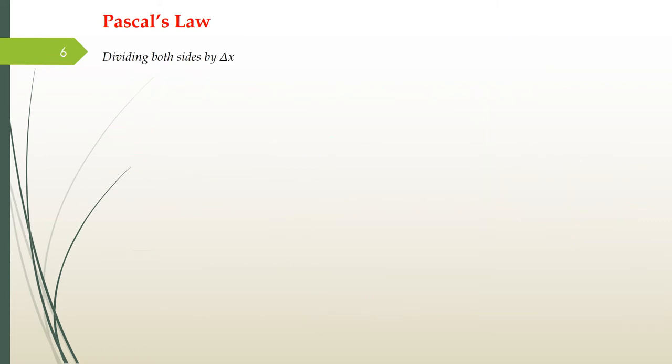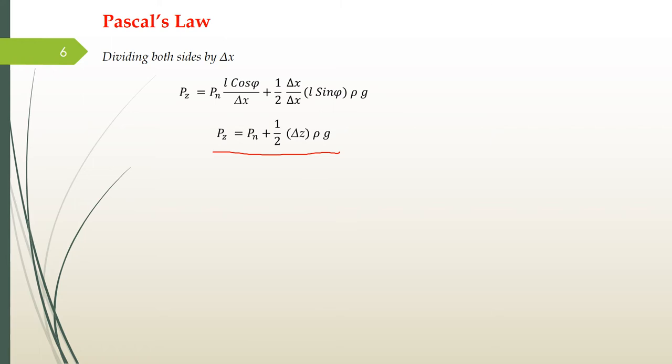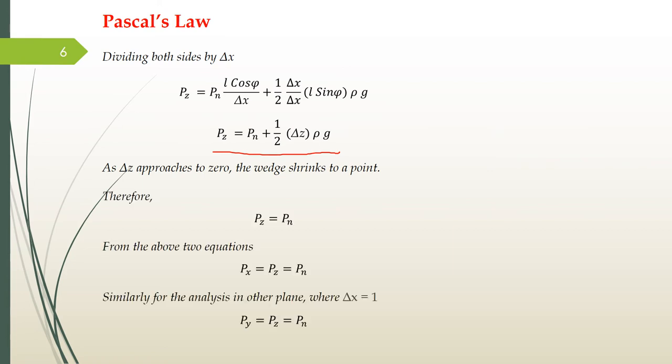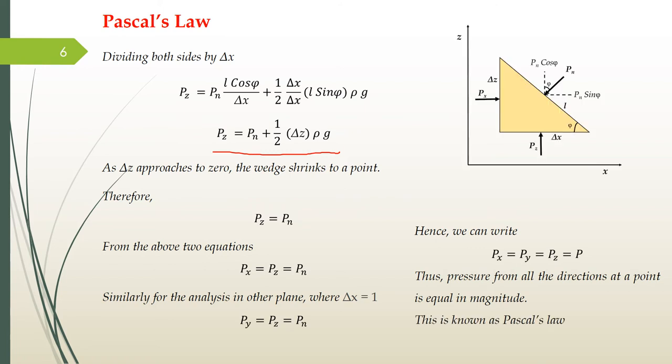So dividing both sides of the previous equation by delta x, we get pz is equal to pn l cos phi by delta x, and certainly it will be 1 by 2 delta x by delta x l sin phi rho into g, which can be further simplified in this form. If we assume that this delta z approaches 0, because it's a very small length, then the wedge will shrink to a point. Which wedge? The wedge we considered in the previous case, that wedge will certainly shrink into a point.